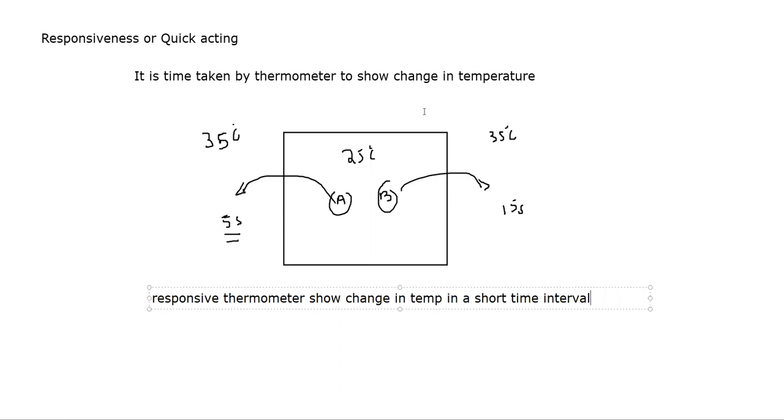Is the concept of responsiveness clear? And how can we make a thermometer responsive? If we want to increase the responsiveness, or make it quick acting, so how can we make the thermometer responsive? Number one, we can use a thin glass bulb.